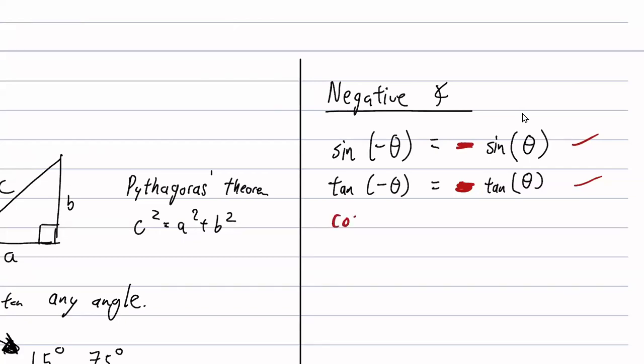But for cosine in this case, if it's a negative theta, it's a bit different. You just leave it alone as cosine theta. Okay. How do you prove this? You can use the definition of the trig functions in terms of a unit circle, the unit circle definition.